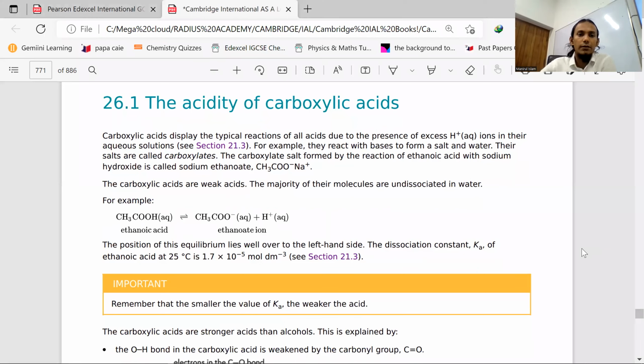Acidity of carboxylic acids. So we know carboxylic acids are weakly acidic, right? So the equilibrium lies well to the left. More molecular acid, less ethanoate ion and hydrogen ion, right?